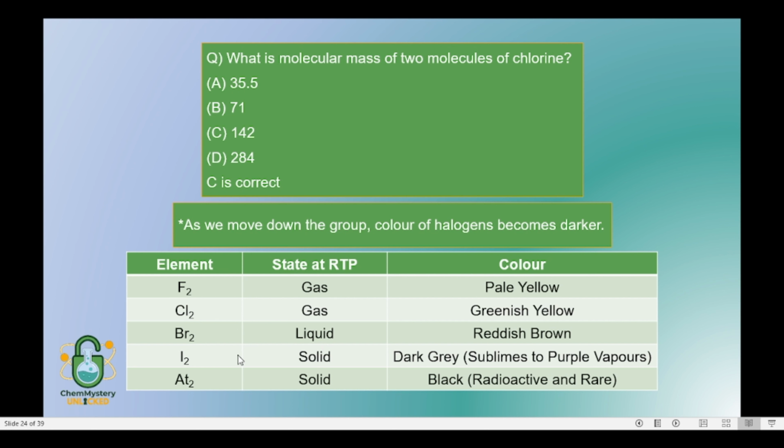Now let's check this point out. As we move down the group, the color of halogens becomes darker. What does this mean? हम लोग जैसे जैसे मूव करेंगे डाउन द ग्रुप, कलर हेलोजेंस का डार्क हो जाता है. अच्छा भाई, इसका क्या मतलब हुआ? व्हाट डज दिस मीन?